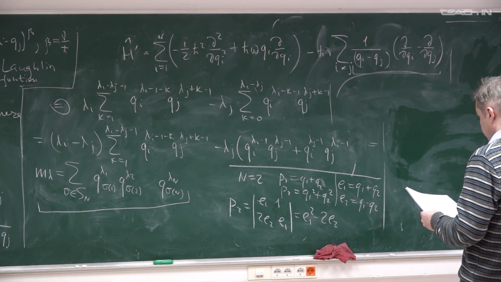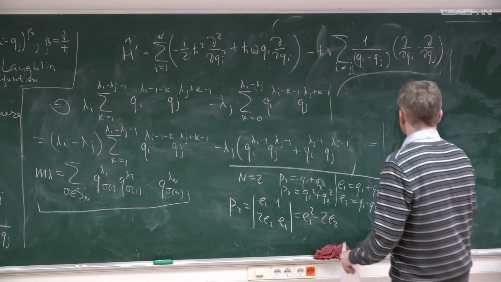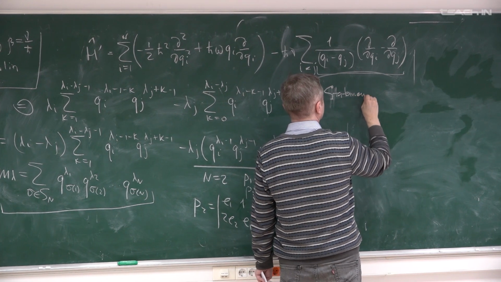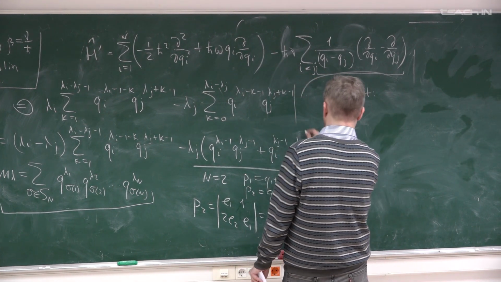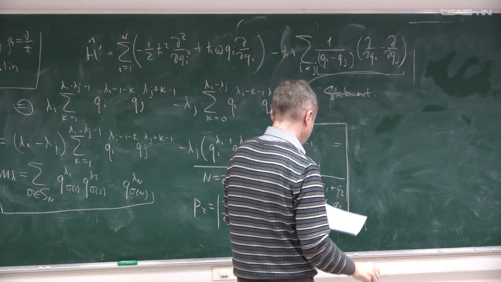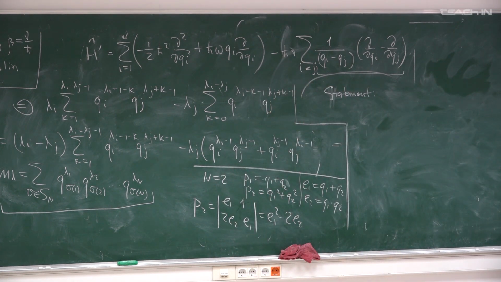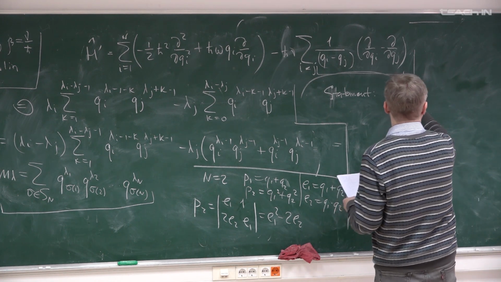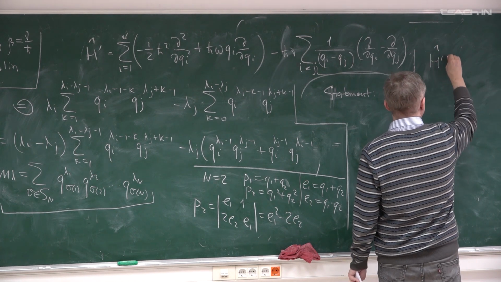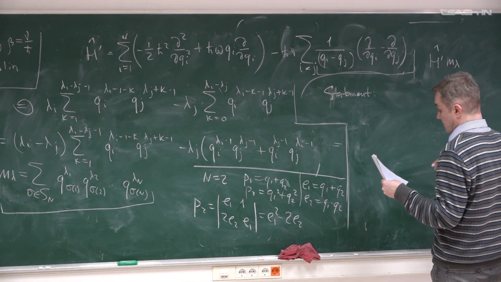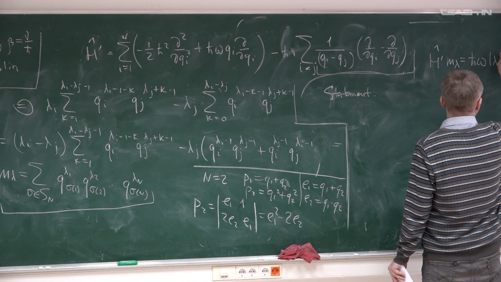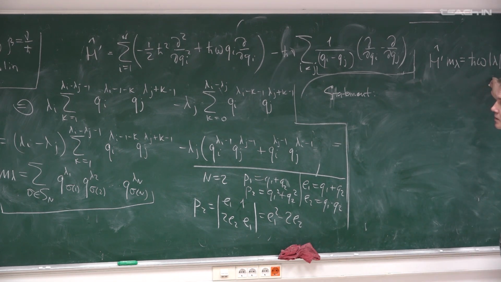So what is the main result of the statement, or theorem? The statement is the following. Let us consider these monomial symmetric functions. Then the action of this H prime on m lambda is given by h omega modulo lambda. This modulo is a sum of all lambdas.